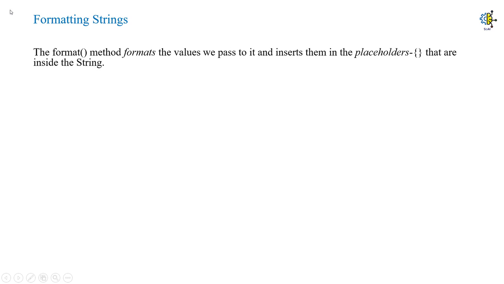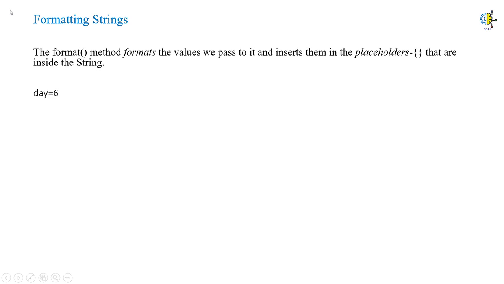Now, what do you do if you want to include int values within strings? You can do so with the help of formatting strings. What is formatting? The format method formats the values we pass to it by inserting them in the placeholders, which are demarcated by curly brackets that we use inside the string.